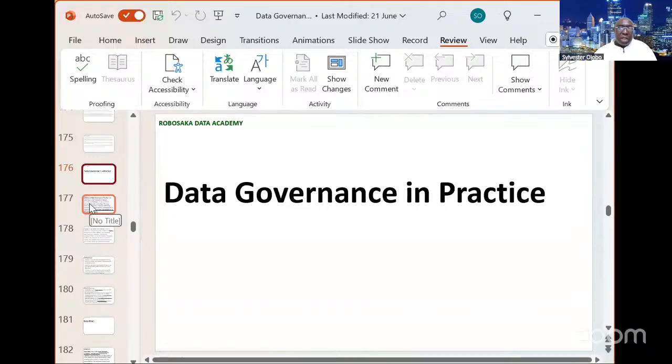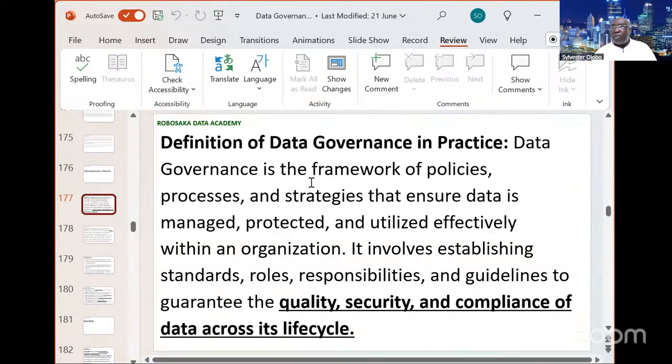So, as part of the curriculum, the definition of data governance in practice simply means the framework of policies. Have you seen the word framework before, or structure put in place? Framework of policies, processes, and strategy that ensure data is managed, protected, and utilized effectively within an organization. And it encompasses establishing standards, roles and responsibilities, and guidelines to guarantee the quality, security and compliance of data across the life cycle of the same. What I mean by the same is data itself.